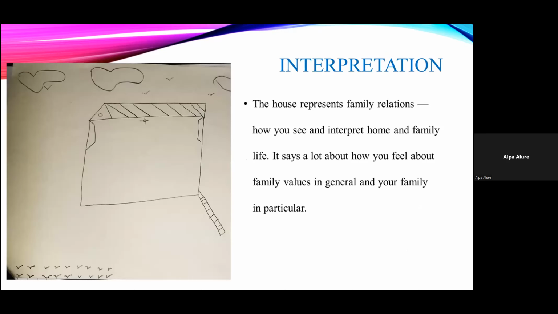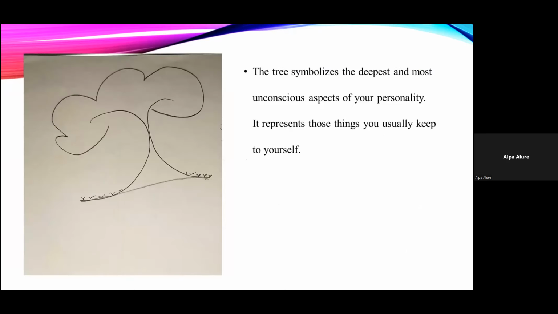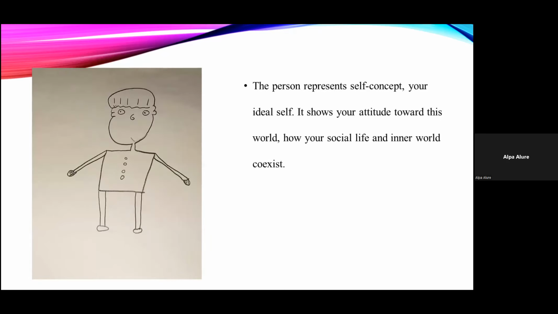Like here you can see the house basically represents family relationships, so how you see and interpret your home and family life. It says a lot about how you feel about your family values and generally about your family in particular. The tree symbolizes the deepest and most unconscious aspects of your personality. It generally represents those things that you keep to yourself. A person represents the self-concept, that is your ideal self. It shows your attitude towards this world and how your social life and inner world coexist.